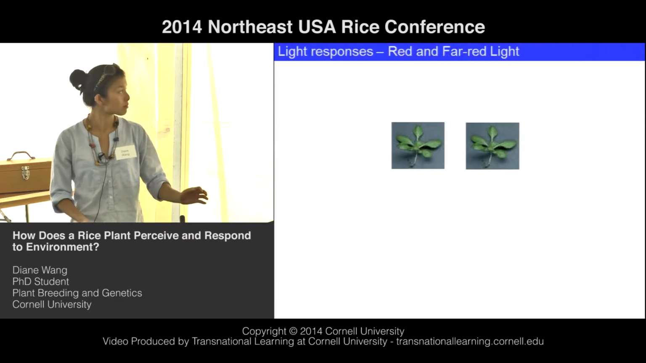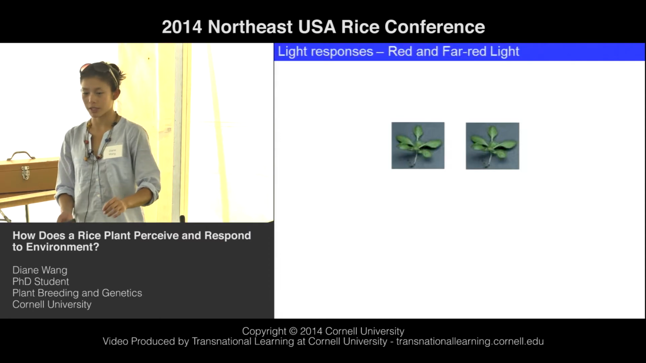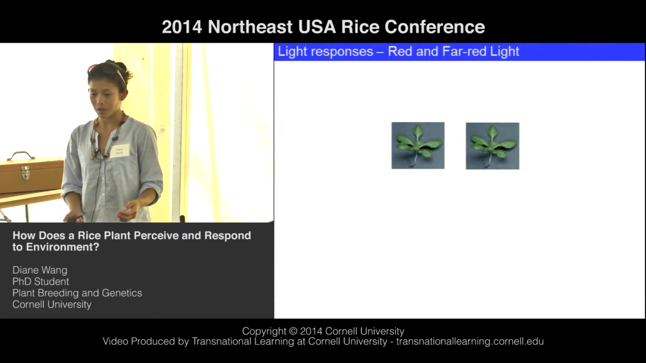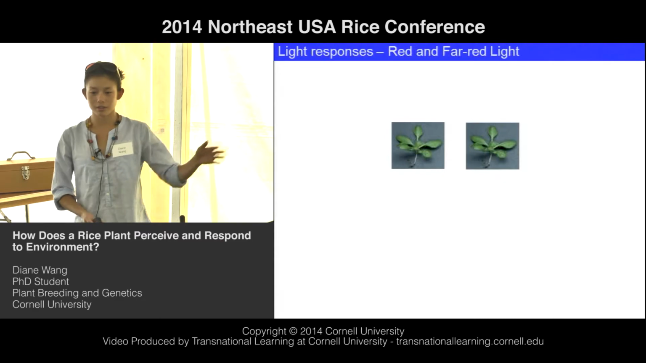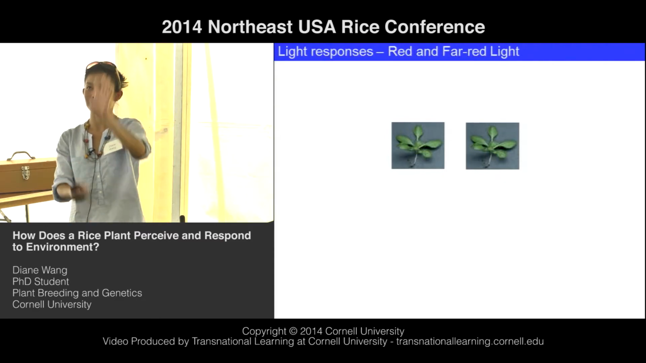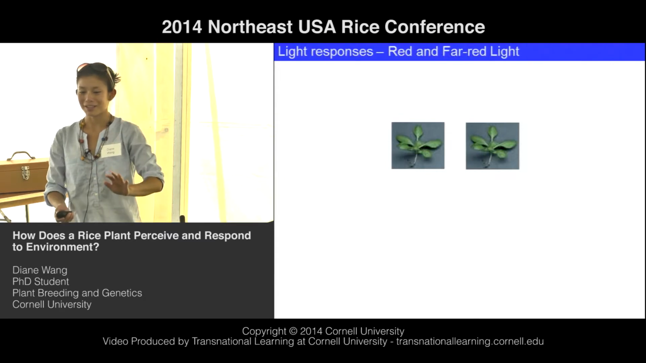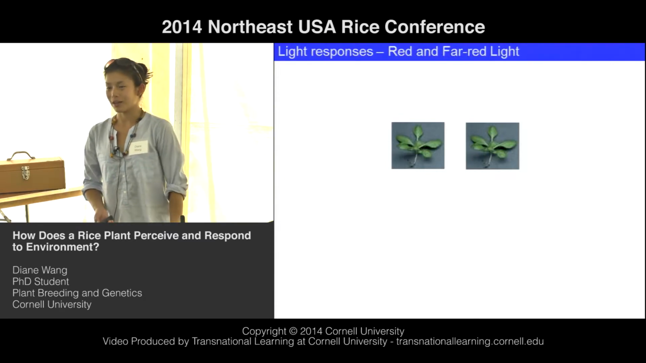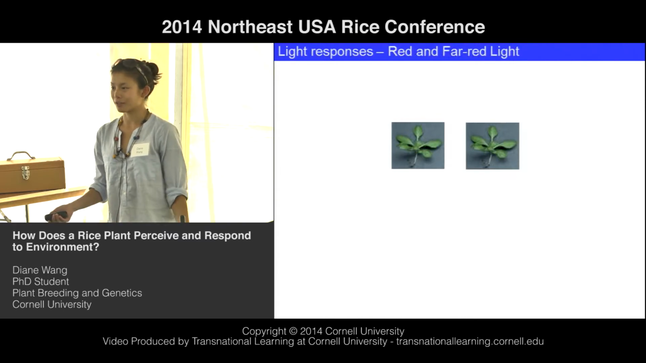response of the rice plant to light, and this is how rice plants, or plants in general, respond to their neighbors. And this is through the ratio of red and far red light. So here, they're not rice plants. I couldn't find any pictures of rice plants because grass is kind of like, they're either tall or short. It's easier to see in this plant, which is Arabidopsis, our lab rat of plants.